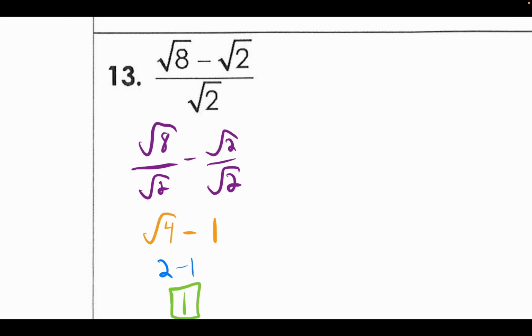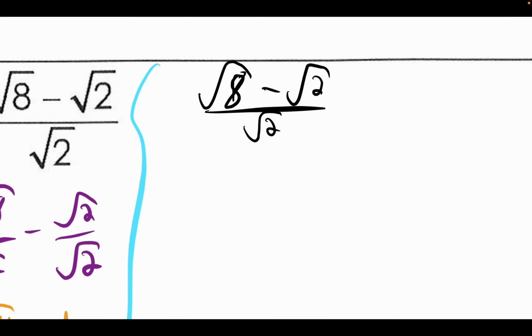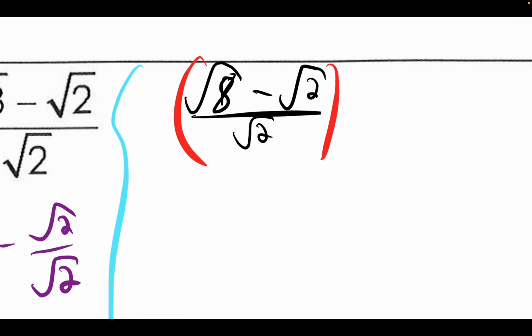So that is the faster way to solve this, and the way I would recommend solving this. Now, there is another way to solve this one, which I'll talk about right now. If we start off with the same exact problem, the square root of 8 minus the square root of 2 over the square root of 2, you could very much multiply top and bottom by the square root of 2 to rationalize it.